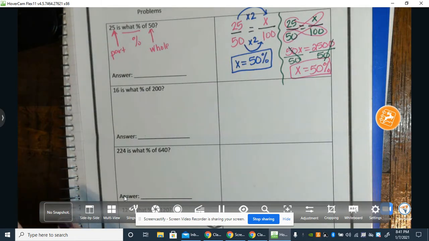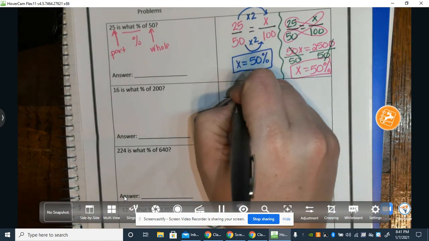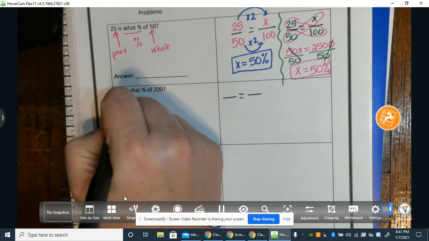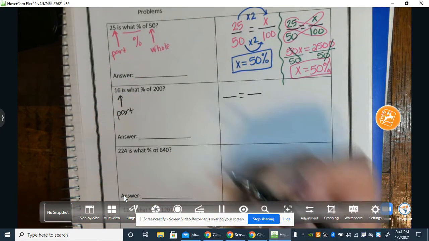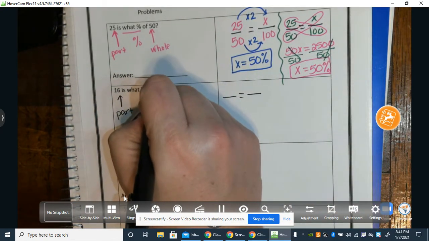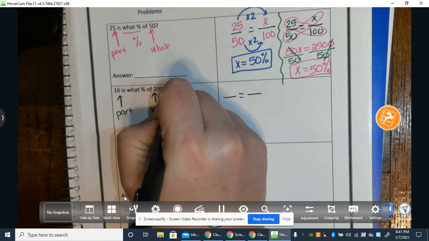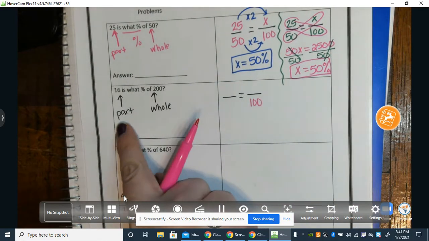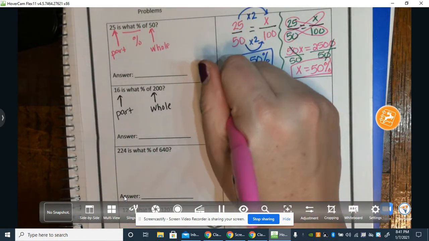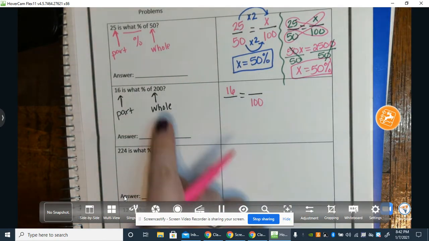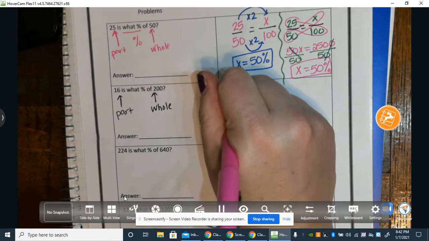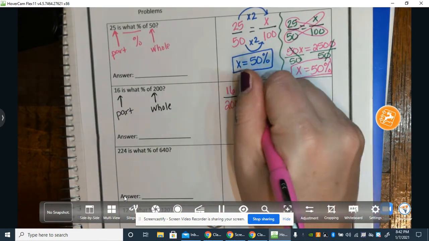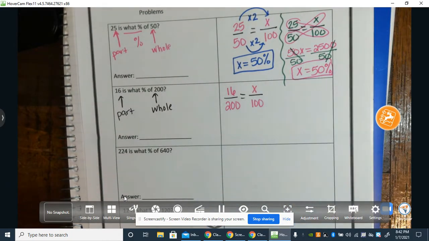Now the next one that we're going to do. Okay, 16 is, do you see that is? So we know that that is our part. Well, what percent? I don't know. Of 20. Well, this is your whole. Well, we know that 100 goes right down here. Your part goes up at the top left. So 16 is going to go at the top left. 200 is going to go at the bottom left. What percent? Oh, don't know what that is. Don't have a number for it, so I'm going to give it as an X.